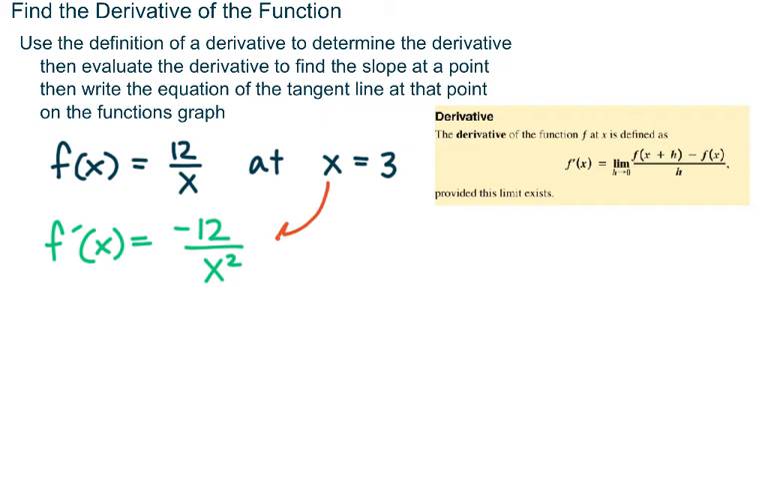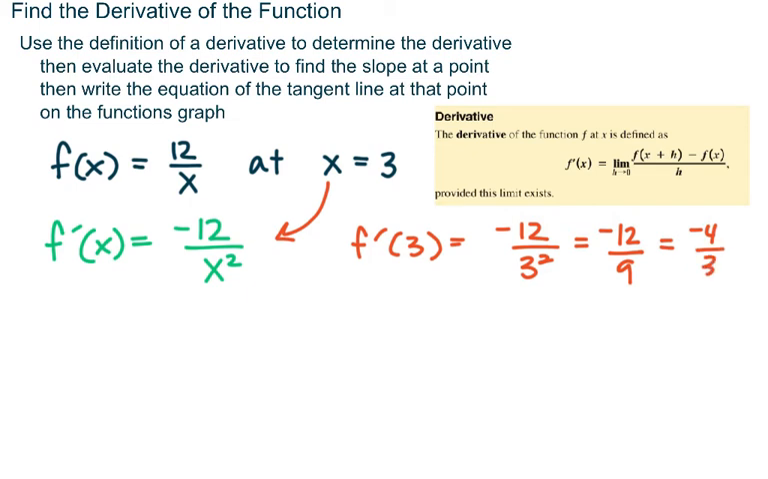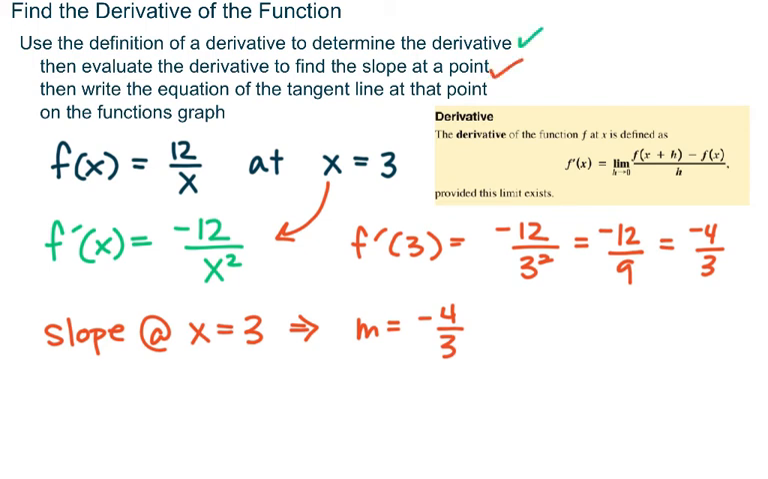So plugging that in, f prime of 3 gives me negative 12 over 3 squared, which simplifies to negative 12 over 9. 3 goes into 12 negative 4 times, 3 goes into 9 3 times. So the slope for our second part, the slope at x equals 3, is m equals negative 4/3. So we have found 2 pieces.